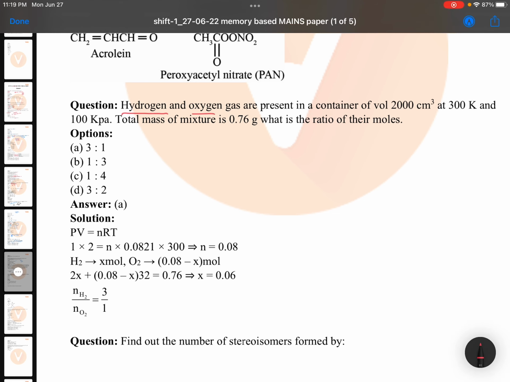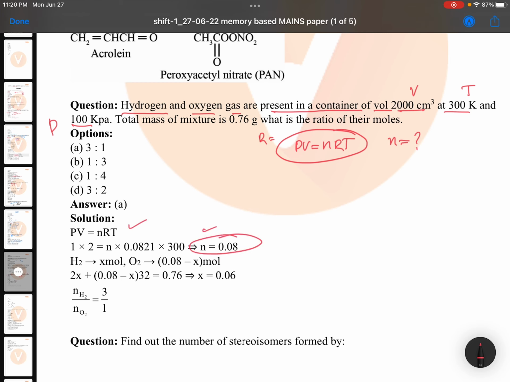Hydrogen and oxygen gas are present in a container of volume 2000 centimeter cube, at 300 Kelvin and 100 kilopascals of pressure. Pressure is given, volume is given, temperature is given, and the R value is known to you. So you need to use PV equals nRT. From this equation, you need to find the n value. By substituting all these values, you get n equals 0.08. This is the total number of moles of hydrogen and oxygen.